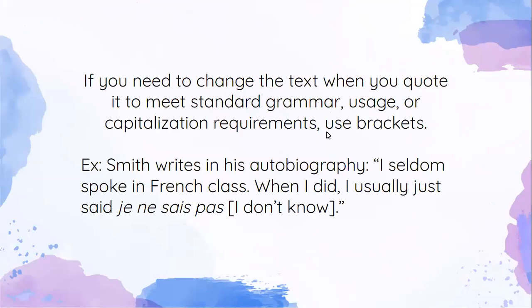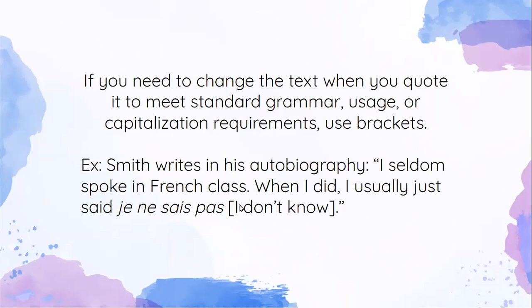In this example, Smith writes in his autobiography, "I seldom smoke in French class. When I did, I usually just say je ne sais pas, [which is I don't know]." And this person bracketed "I don't know" because his audience might not know what this French phrase is. So this person wanted to make it clear, and you can do that, but just remember, with brackets, those are changes to the original text.